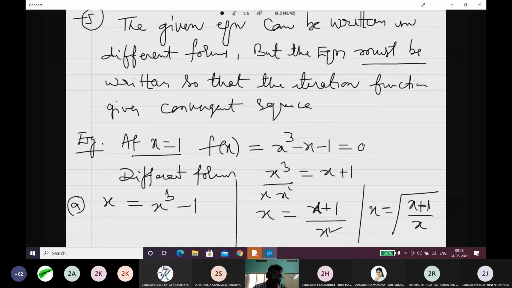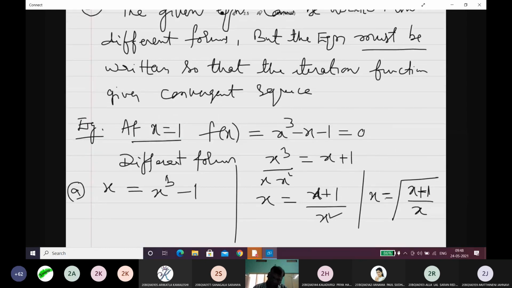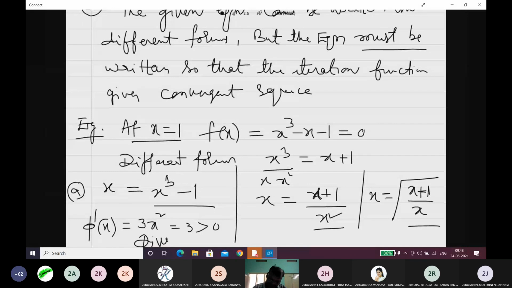Is it right? So we have to check at x is equal to 1. ఇది phi of x. Phi dash of x చూడాలా at 1. Phi dash of x ఎంత అవుతుంది, 3x square. x is equal to 1 అంటే దీని వాల్యూ ఎంత, గ్రేటర్ దాన్ 0 అంటే ఏమి, డైవర్జెంట్. గివెన్ సీక్వెన్స్ ఈస్ డైవర్జెంట్. ఓకేనా?